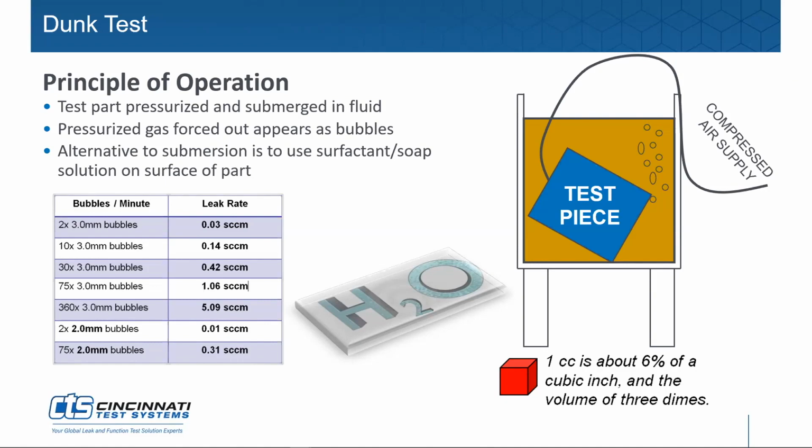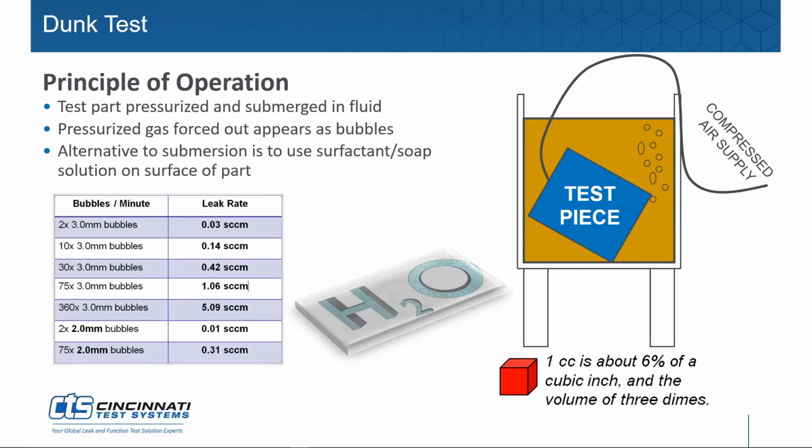So one of the interesting things about dunk testing is it can be very, very sensitive. And we can convert bubbles to leak rates. A 3 millimeter bubble is really hard to measure, but visually you may be able to understand that. A 1 cc leak rate is converted to 75 3 millimeter bubbles per minute. So that's a real good understanding now. Imagine 75 bubbles, that's almost a bubble every second, or 2 bubbles every second. So a 1 cc leak rate, which is really hard to measure with pressure decay, is a very fair amount of airflow when it's converted to bubbles. It looks like boiling water almost.